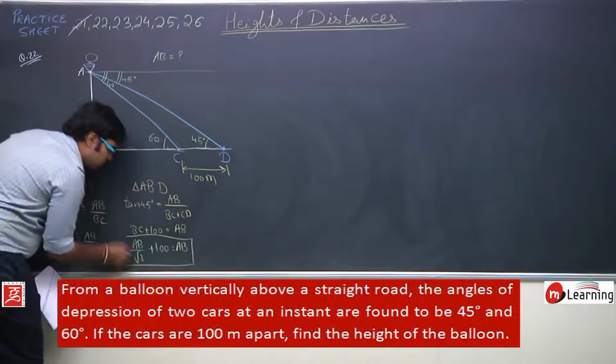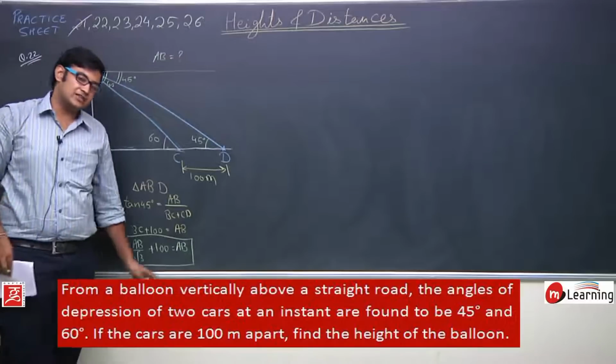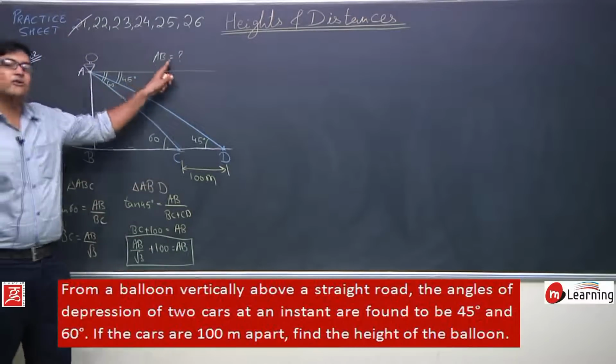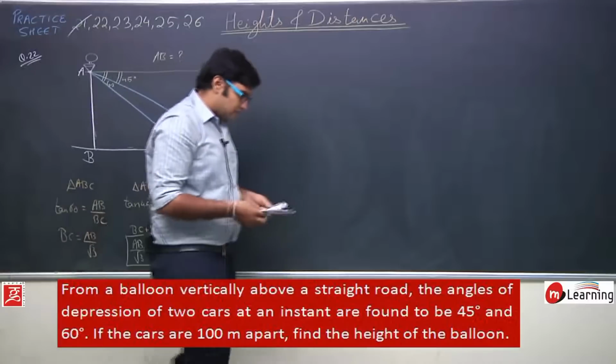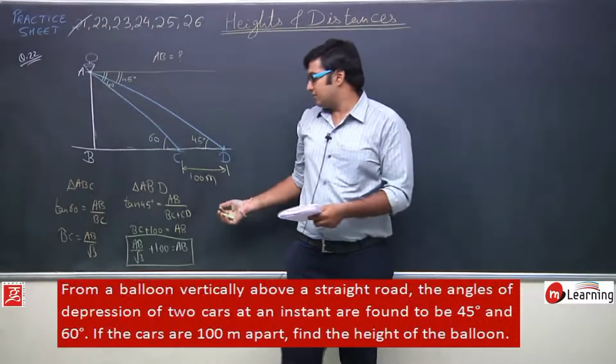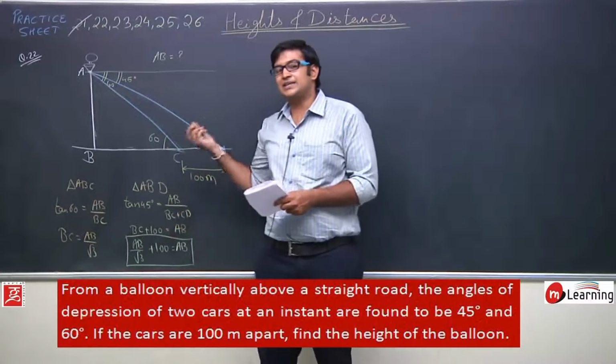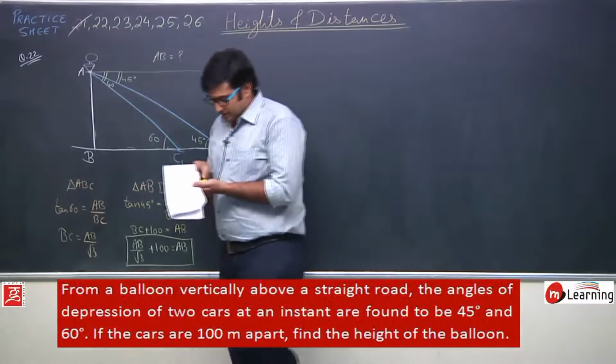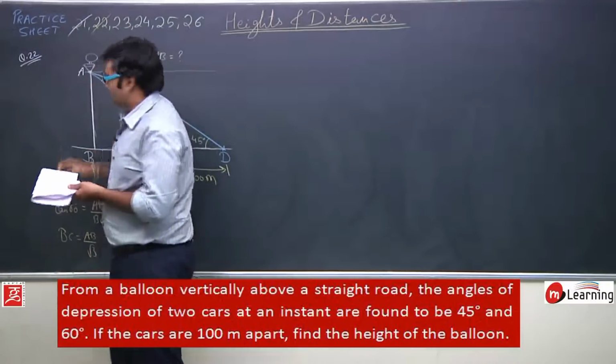Now this is an equation in one variable, you can solve this equation and determine the value of AB. I am not solving it further, you need to solve it yourself, it is not at all difficult, just the basic calculation is left. So in this way we need to solve question number 22.